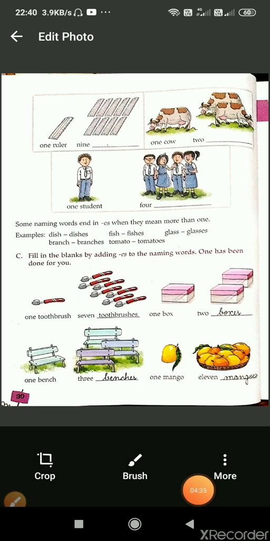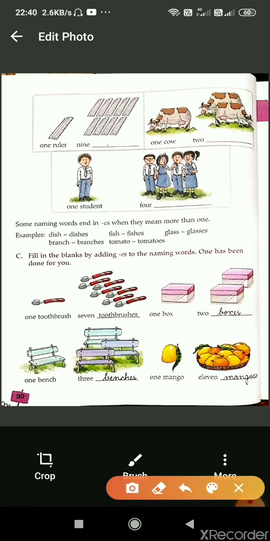In the next picture we have to write the plural of box, which will be BOXES, boxes. In the next one we have to write the plural form of bench, which will be benches. BENCHES, benches. And the last one we have to write the plural form of mango, which will be mangoes. MANGOES, mangoes.